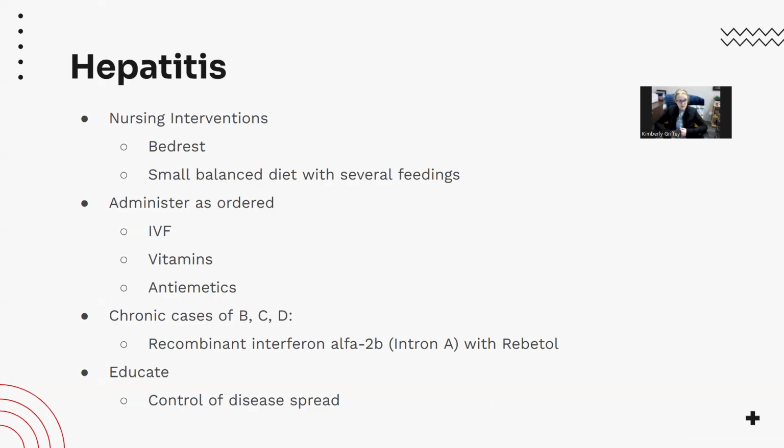In chronic cases of B, C, and D, you're going to give recombinant interferon alpha 2B or Intron A with ribavirin. The Intron A is used to force the virus into remission along with a type of synthetic antiviral. It's used to treat respiratory syncytial virus or RSV. It increases the response to treatment and helps keep the client virus free for more than 6 months.